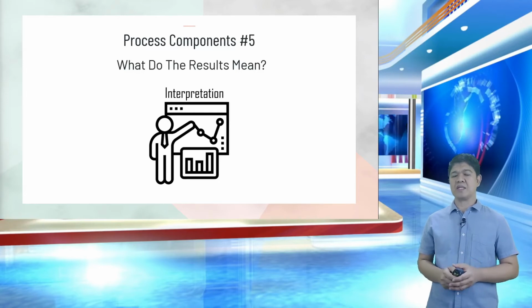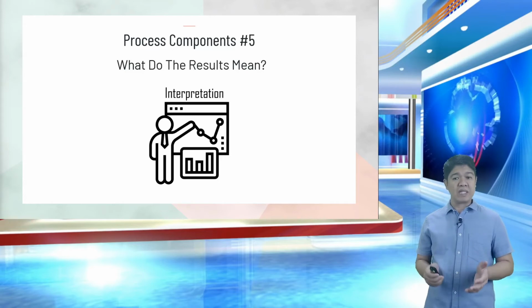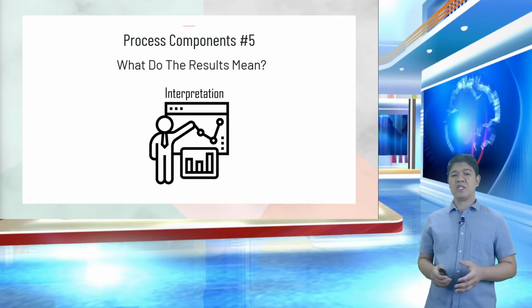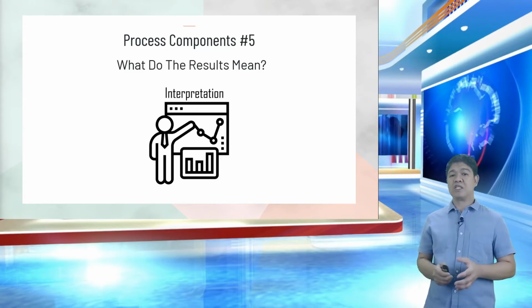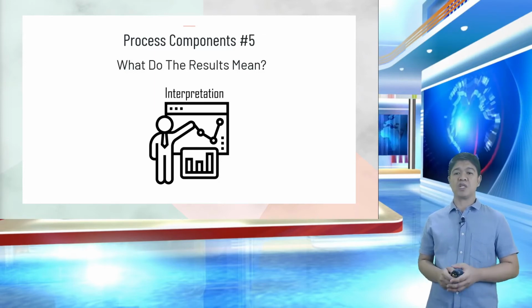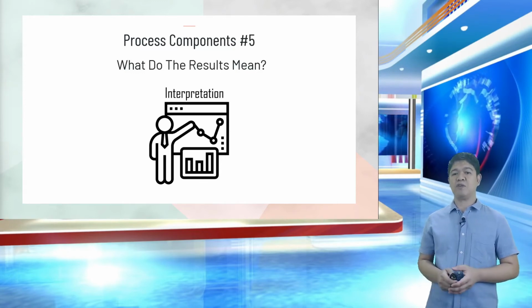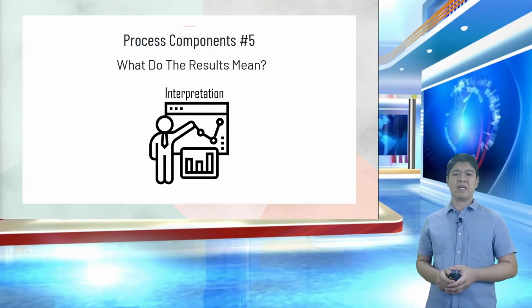In some cases, the results of the data analysis speak for themselves. For example, if a program's teaching staff all have bachelor's degrees, the program can report that 100% of their teachers are credentialed. In this case, the results and the interpretation of the data are almost identical.